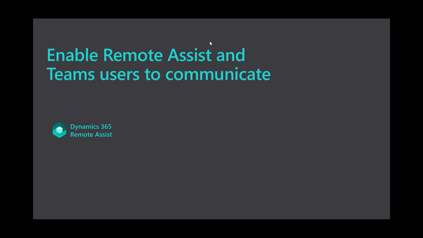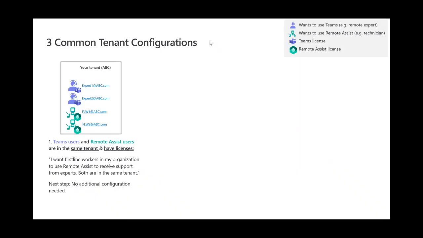So thank you so much, Zanasha, for helping us understand how to assign Remote Assist licenses to first-line workers who want to use Remote Assist. Now, once Remote Assist users and Teams users have the licenses they need, the next deployment step depends on which tenants Remote Assist users and Teams users are in. So in this section, I will talk about 3 common tenant configurations, and for each, I will explain the next steps to enable Remote Assist and Teams users to communicate.